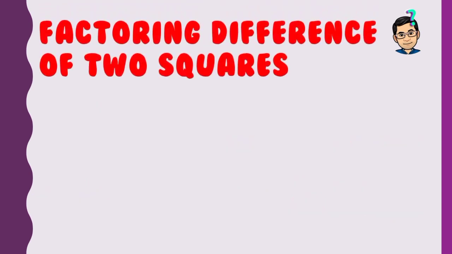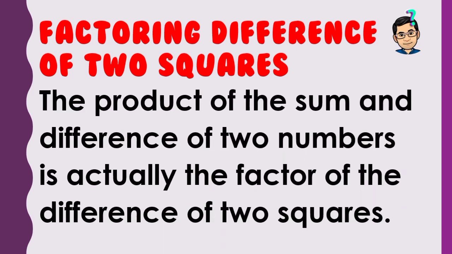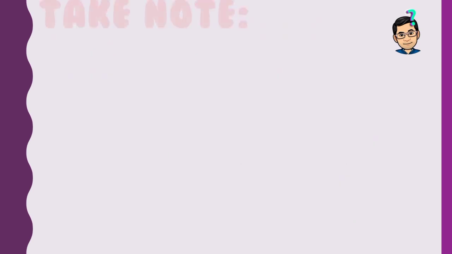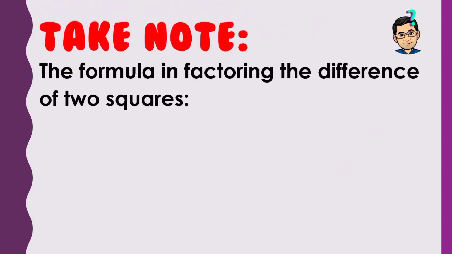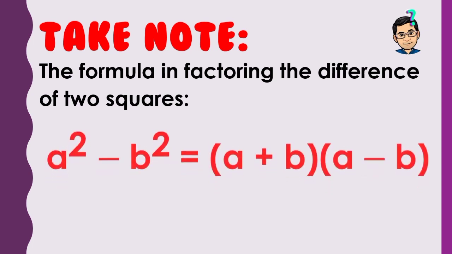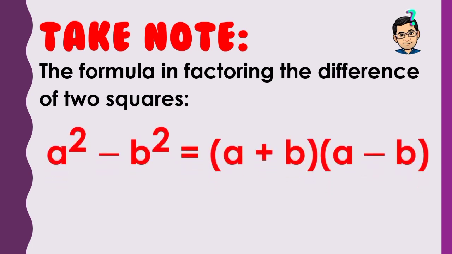So what is factoring difference of two squares? The product of the sum and difference of two numbers is actually the factor of the difference of two squares. So, isipin nyo na lang, kapag ang positive minultiply sa negative, ang resulting sign ng product niya is negative. And then, you have to take note, the formula in factoring the difference of two squares is a squared minus b squared equals the quantity of a plus b times a minus b.